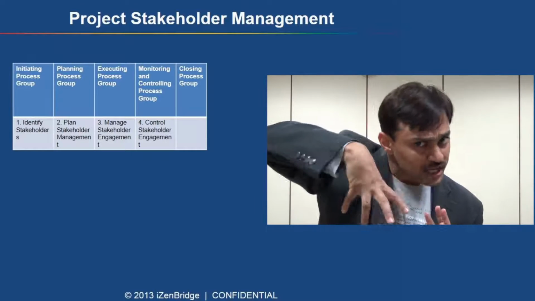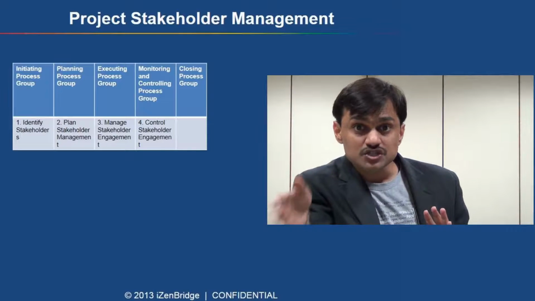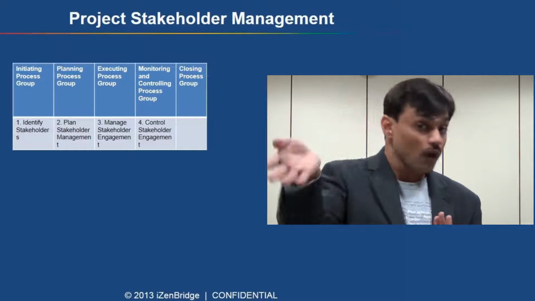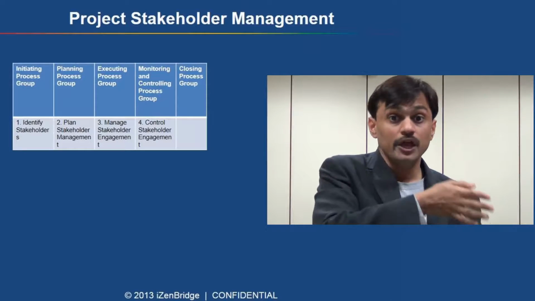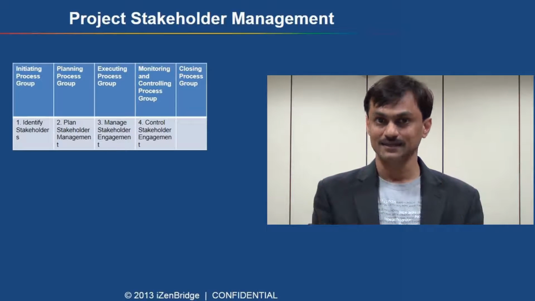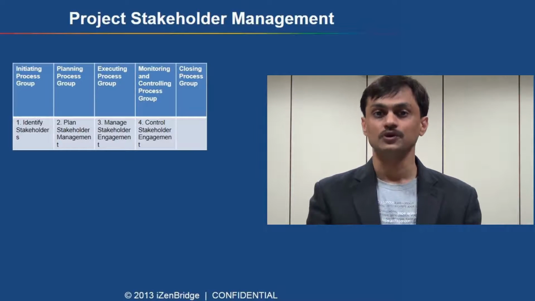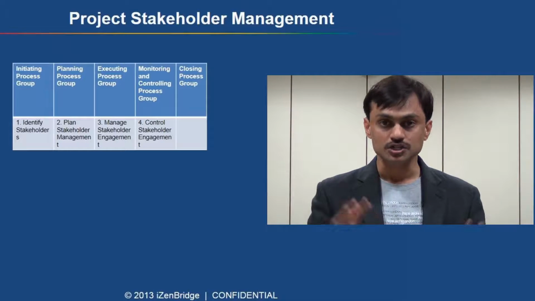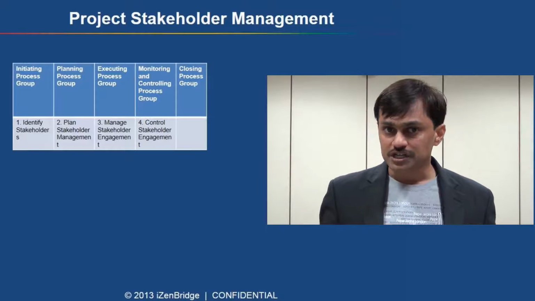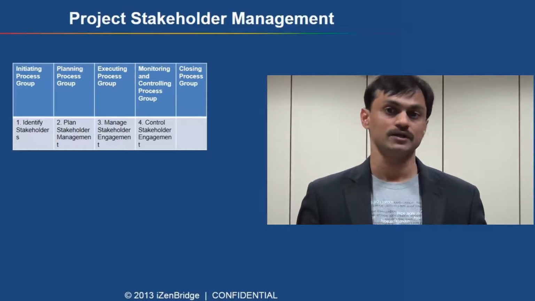And to cross-check, are we following those plans? Do we need to change the stakeholder engagement strategy? Do we need to generate some change request where one new stakeholder has to be included in a given report? Those kinds of things are done under Control Stakeholder Engagement, a monitoring and controlling process group process of stakeholder management. So project stakeholder management is a knowledge area which teaches us all about managing our stakeholders.